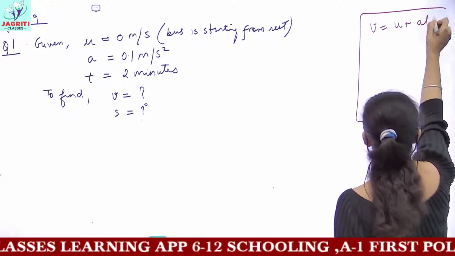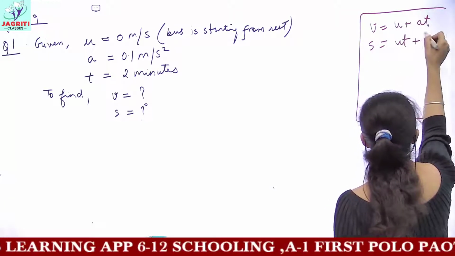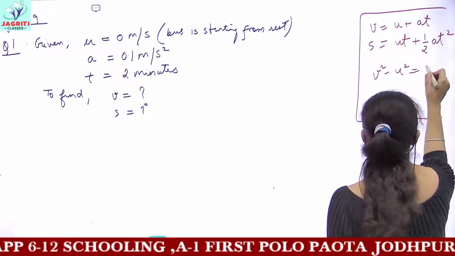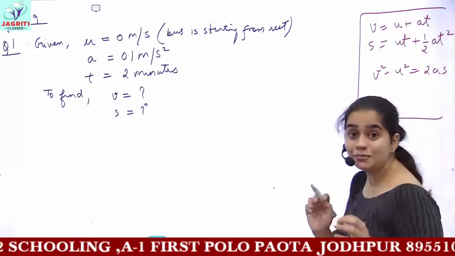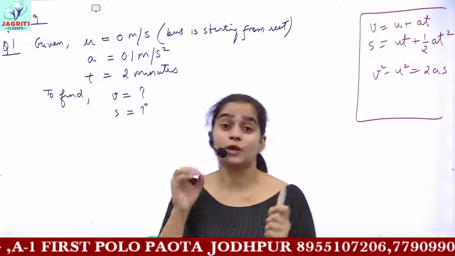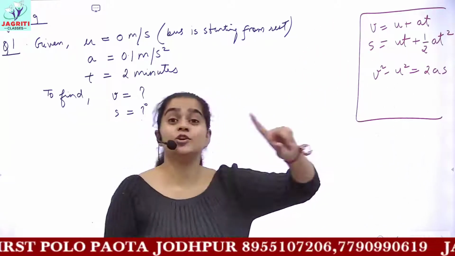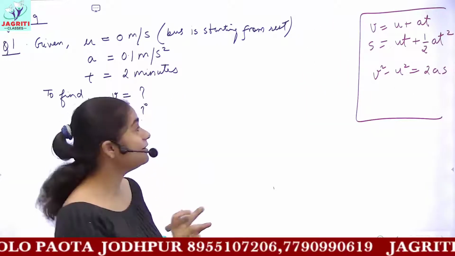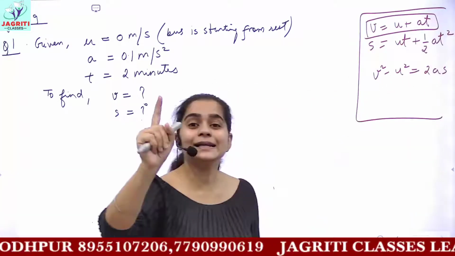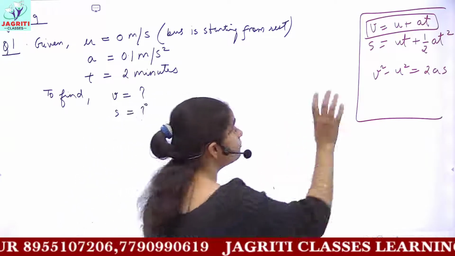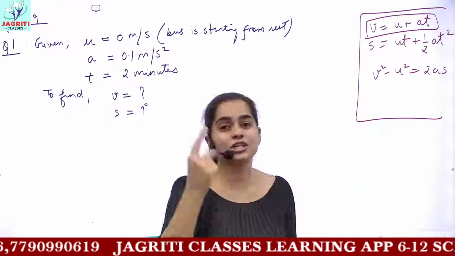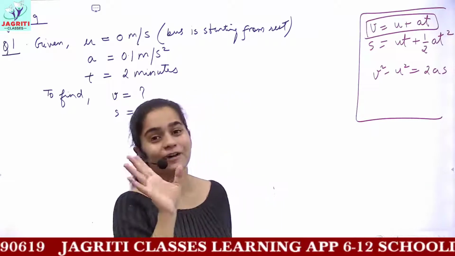v = u + at, s = ut + ½at², and v² − u² = 2as. On the basis of what you are given and what you have to find, you have to decide which equation you can use. And you all know very well that from a single equation, you can find only one unknown parameter. That is, if you want to use a single equation, you should know every parameter of the equation except one. Then you can find it.